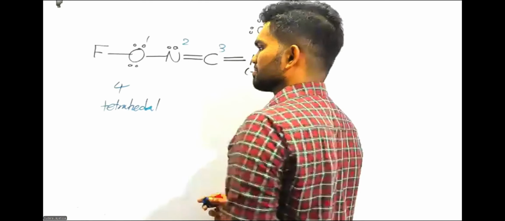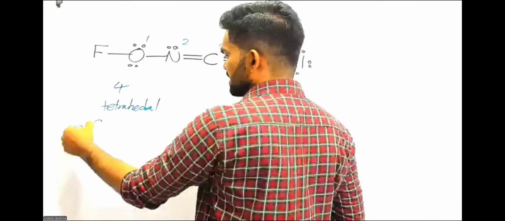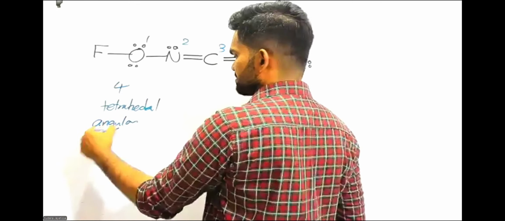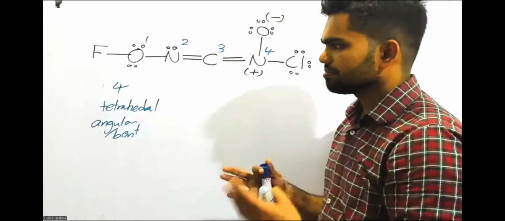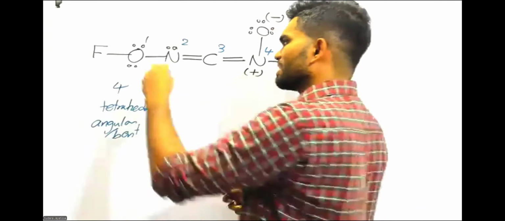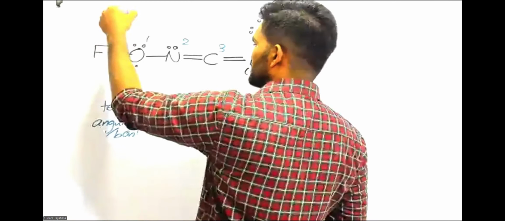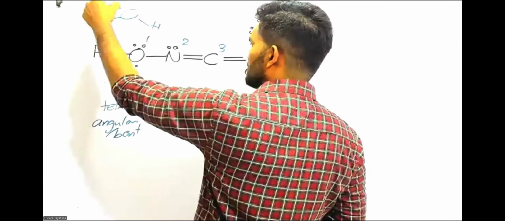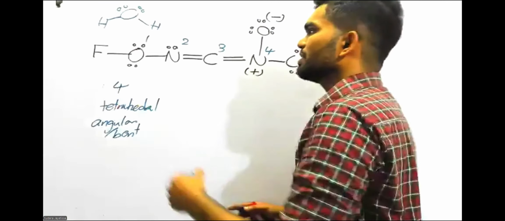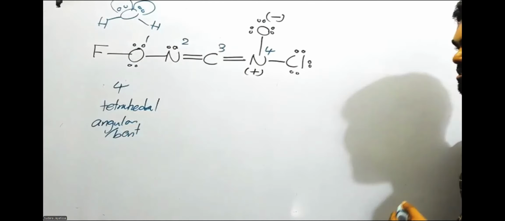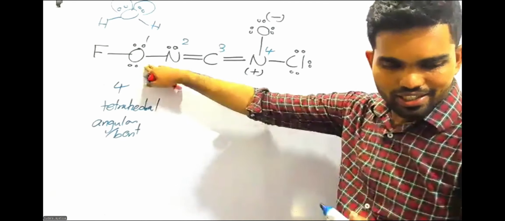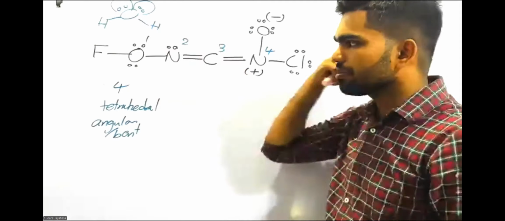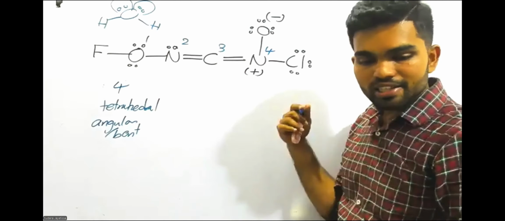Tetrahedral. Okay, and the shape is going to be angular or bent. You can say bent also. So don't misunderstand this one. It's not linear, even though it looks like that. You have to remember the water molecule. Water also has 2 lone pairs, but we draw those 2 lone pairs on the same side to make sure that you understand it as angular. But when we give structures like this in the questions, they draw the lone pairs on either side. That doesn't mean it is linear.